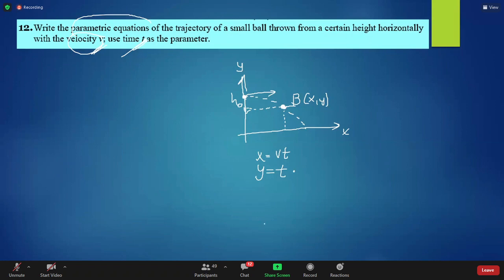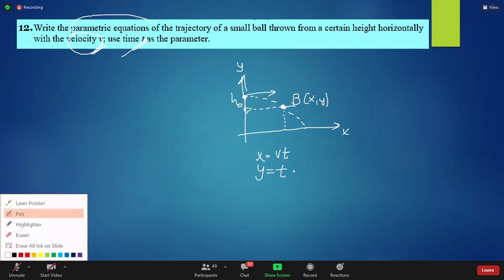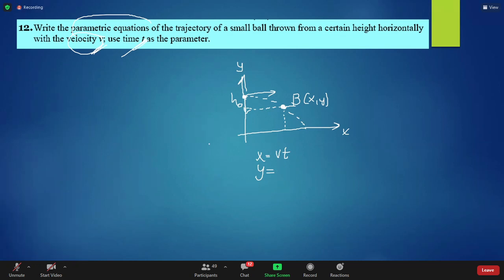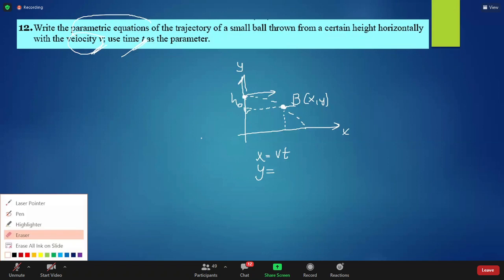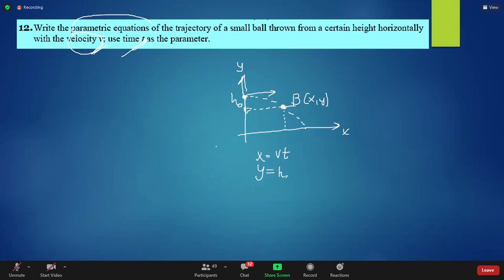Wait. I need to get the eraser. It's actually, I have to subtract something. Okay, so I have the height h0 minus the distance traveled vertically. What is the distance traveled vertically in time t?